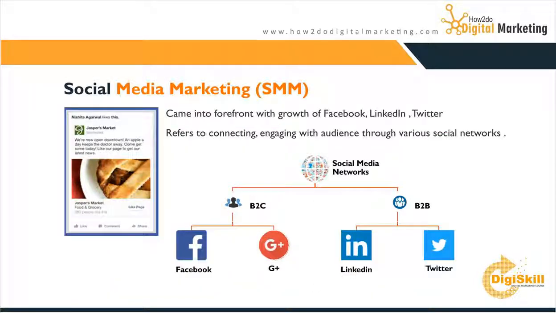One very critical component today is Facebook, which all of us are actually practically using. So social media marketing is one aspect that we simply cannot afford to miss out in the digital marketing spectrum. So social media networks are essentially networks like Facebook or G Plus or LinkedIn or Twitter, and they're classified into either business to business networks or business to consumer networks. So Facebook and G Plus are business to consumer networks, and LinkedIn and Twitter are business to business networks.